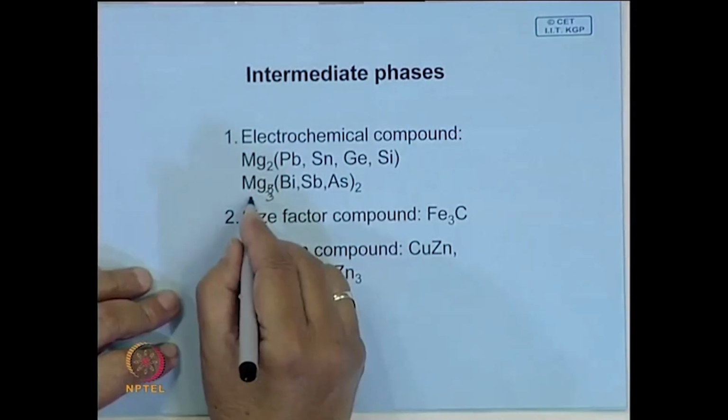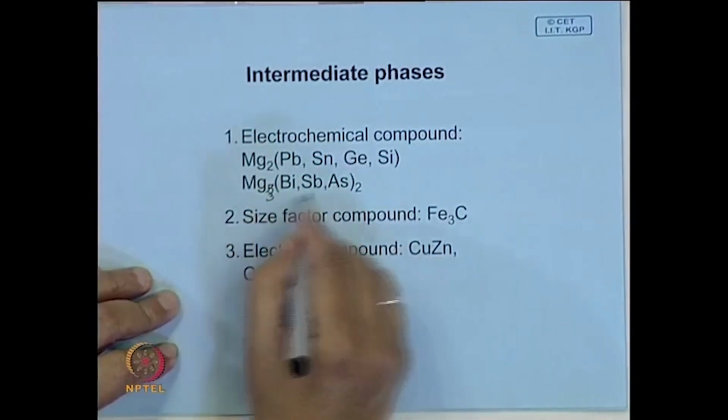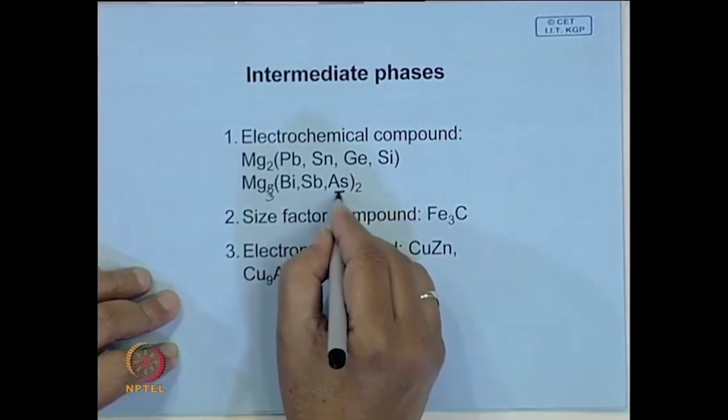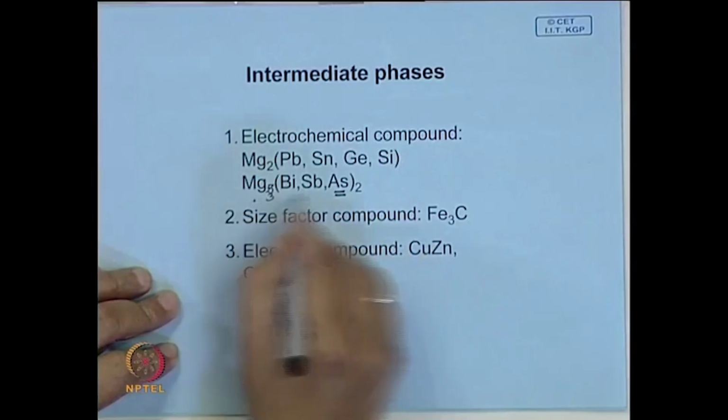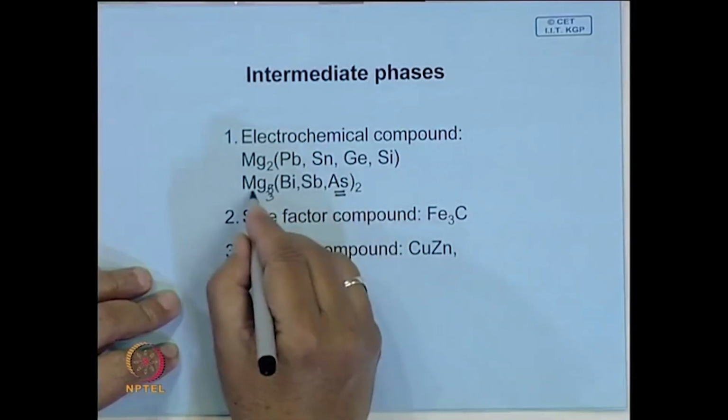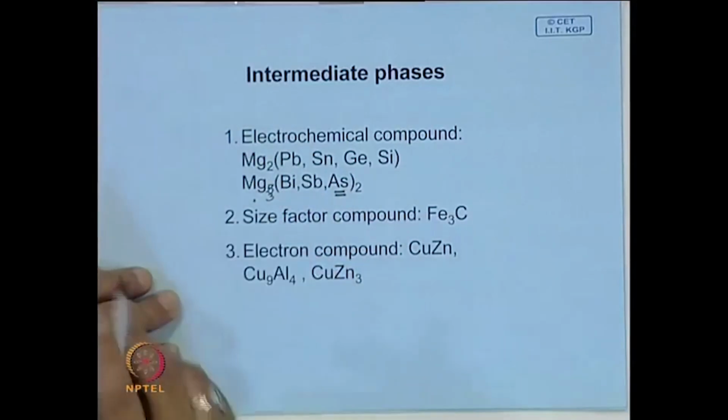Similarly, magnesium arsenide. Arsenic belongs to group 5, so its valency is 3, and it forms Mg3As2. Similarly, bismuth and antimony can also form a similar compound.